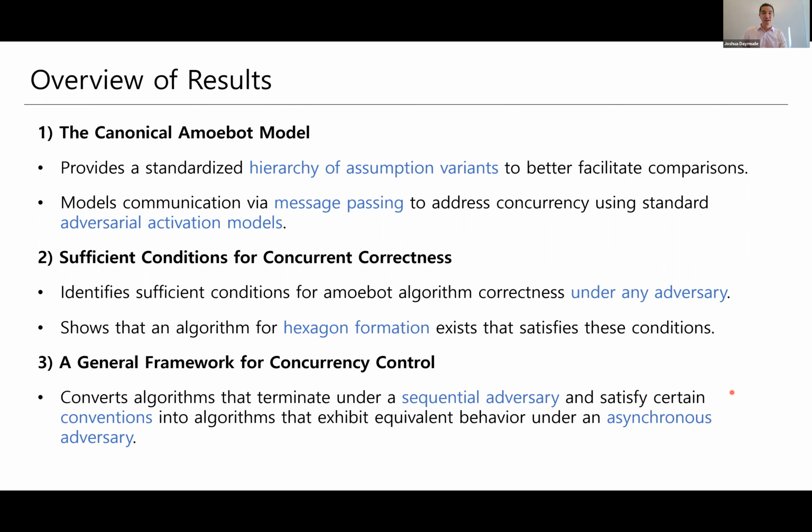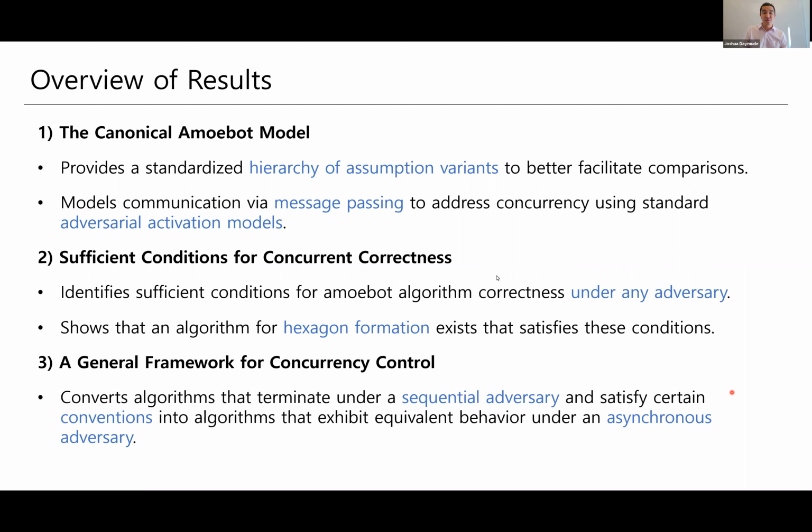The first is that it provides a standardized hierarchy of assumption variants so that it will be easier to compare not only Amoebot algorithms, but also the Amoebot model in general to other models of programmable matter. And number two, it will take all the high-level stuff that the old Amoebot model had and take it down to the level of message passing and movements so that we can study concurrency under adversarial activation models in a meaningful way.